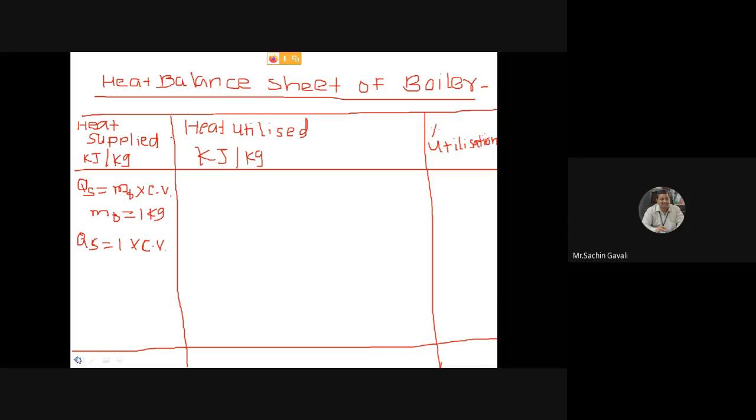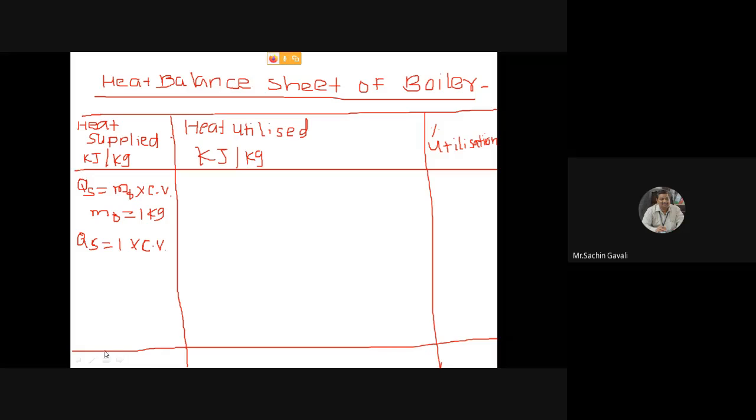So total heat supplied. Total is equal to QS. QS is equal to the calorific value, that quantity we have to write. If you are getting heat supplied, there is only one way we are supplying heat to the boiler. QS is equal to MF into calorific value, where MF is 1 kg, so QS is equal to 1 into calorific value, that is CV.